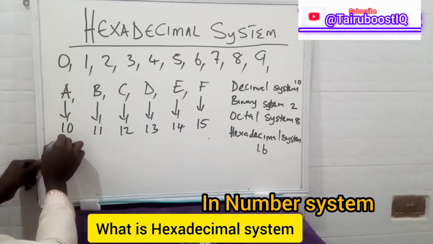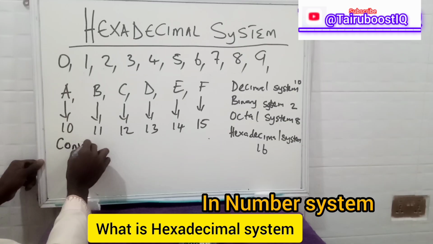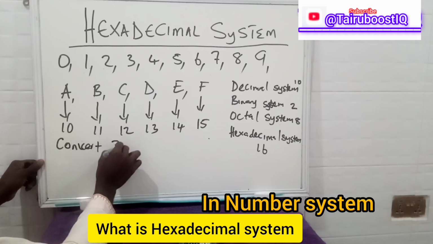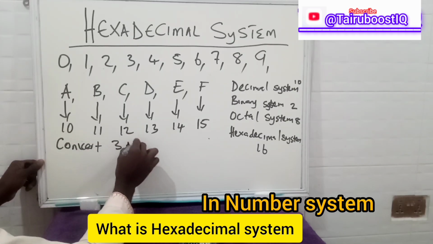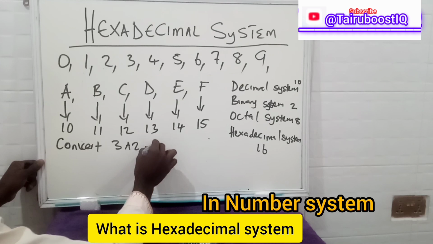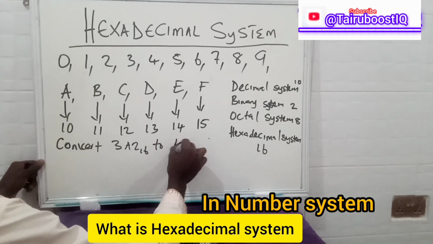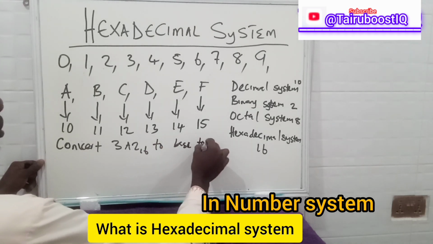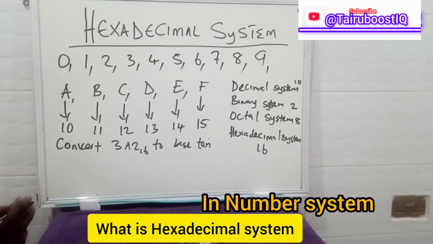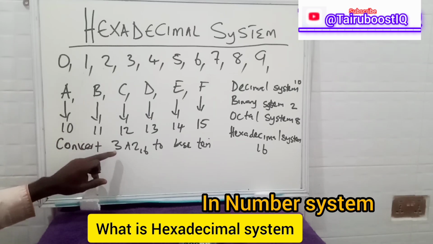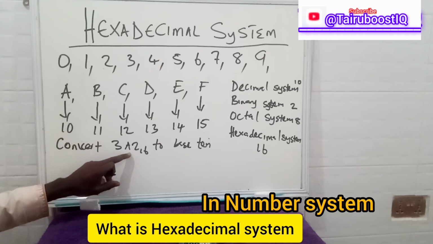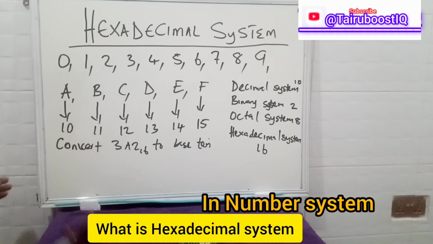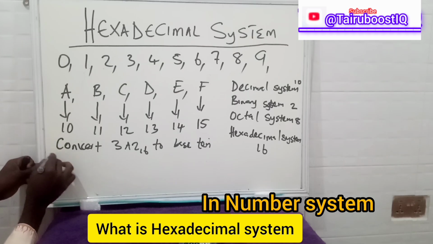How do we encounter questions on the hexadecimal system? When we give you something like this, maybe asked to convert 3A2 in base 16 to base 10. So whenever you see this type of question, this is a question on the hexadecimal system. Why? Because the question comprises both numbers and letters. So how do we do it?